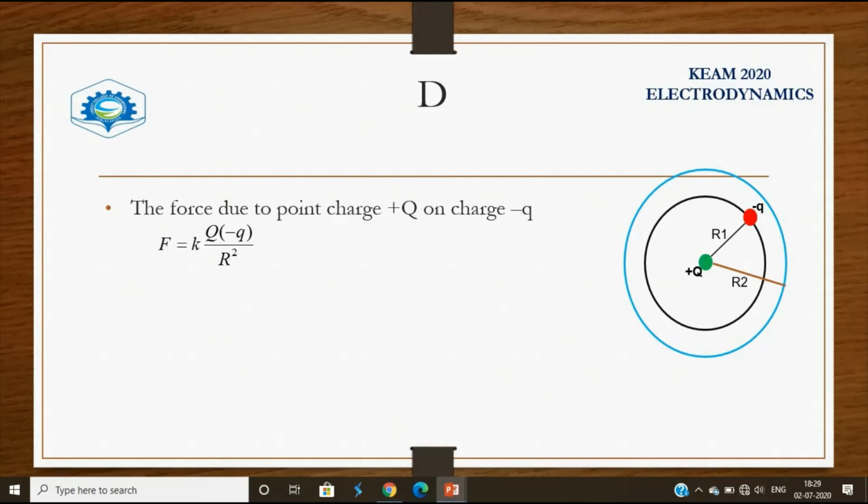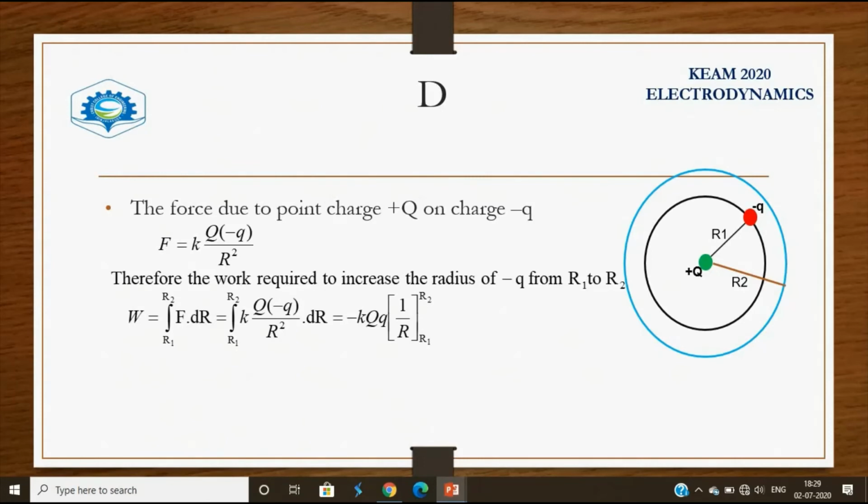The work done required to increase the radius of minus q from r1 to r2 is equal to the integral from the initial radius to the final radius of F dot dr, which is equal to the integral of r1 to r2 of k into q into minus q divided by r square dr. So we will be getting minus k into q into (1 by r2 minus 1 by r1). So the work required to increase the radius of revolution of minus q from r1 to r2 is k into q into (1 by r2 minus 1 by r1).